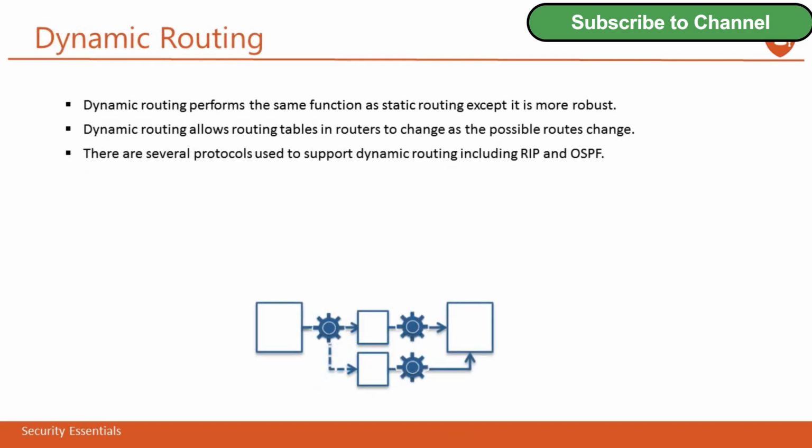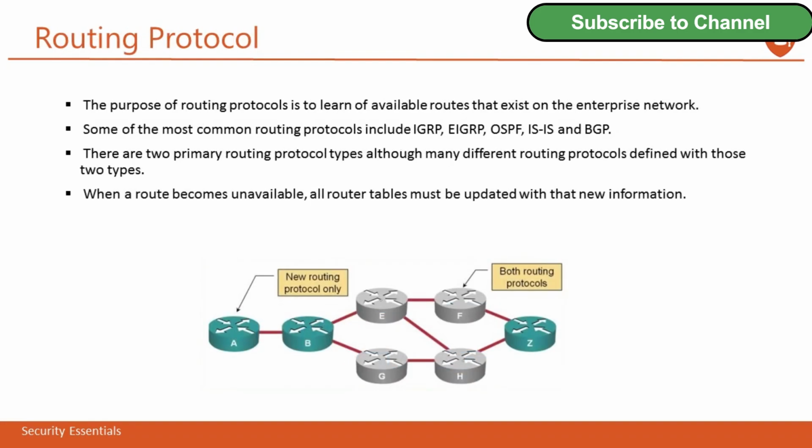Dynamic routing. Dynamic routing performs the same function as static routing, except it is a bit more robust. Dynamic routing allows routing tables and routers to change as the possible routes change. It works dynamically and it changes their path. There are several protocols used to support dynamic routing, and these include RIP and OSPF. We will discuss these later. Dynamic routing is when the router is updating the routing table again and again, and that is dynamic routing.